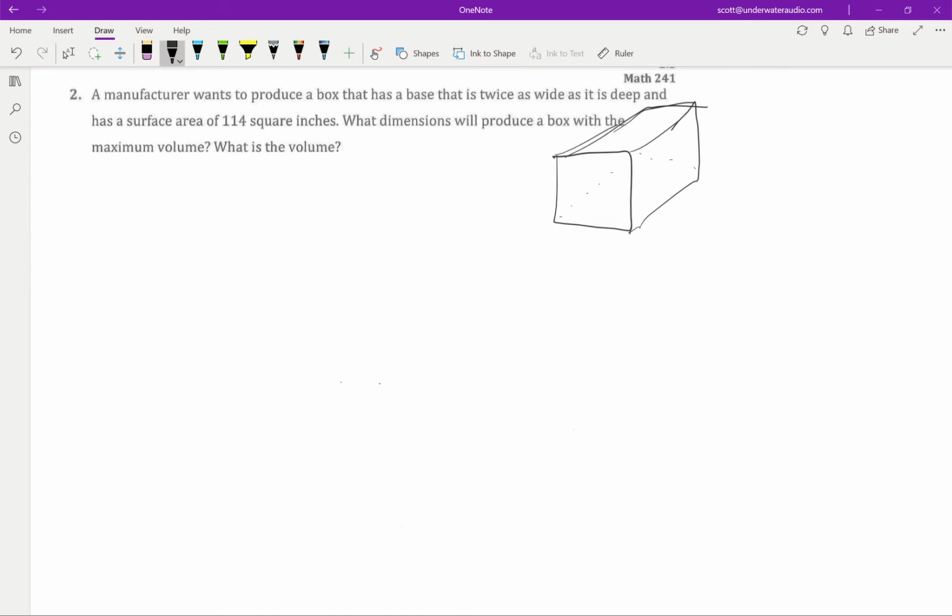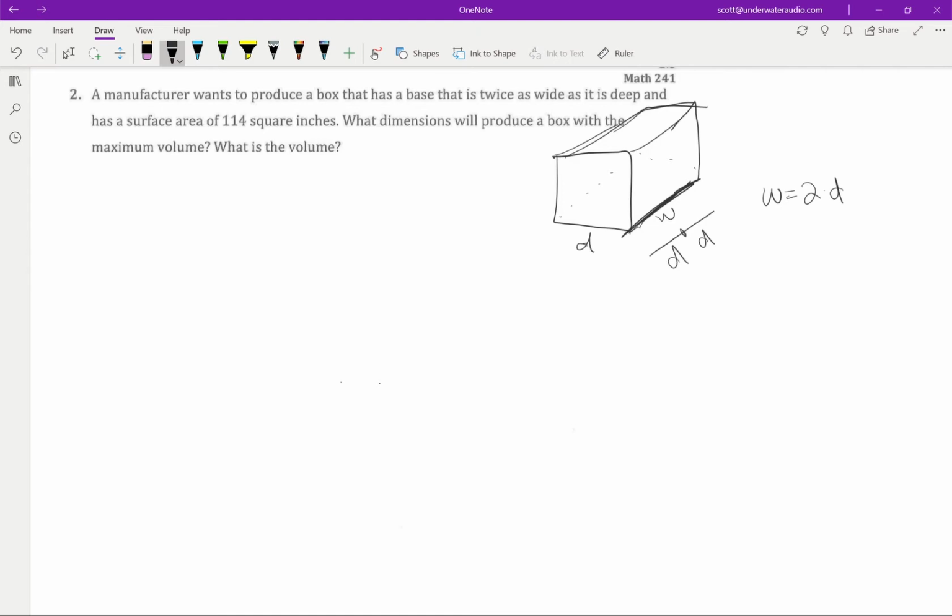So we're going to call this right here its width. The width is 2 times as wide as it is deep. So if this is D, then W is going to be 2 times that. That's helpful. W is 2 times D.